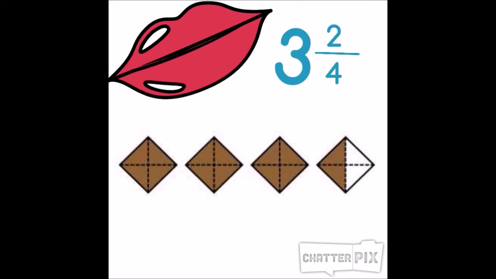Hi y'all, I'm a mixed number. So first when you're writing a mixed number, you count how many whole rhombuses there are. 1, 2, 3. And write that number as your large number. Then you write the small fraction beside of how many pieces that you have extra. There's 2 out of 4. That means this fraction is 3 2/4.